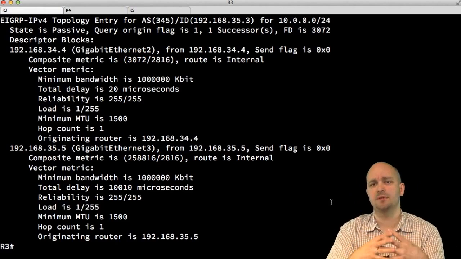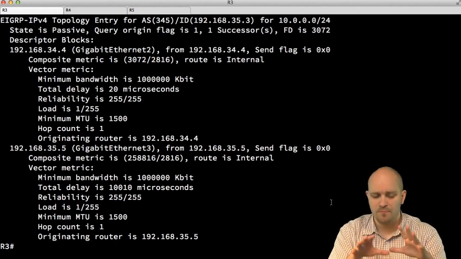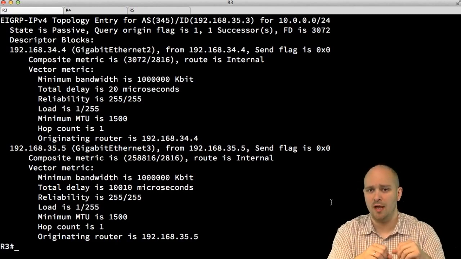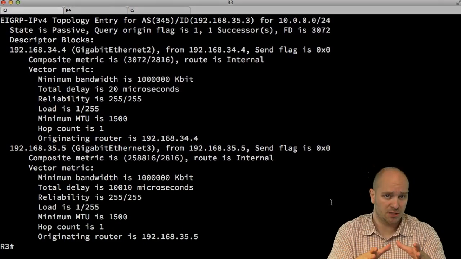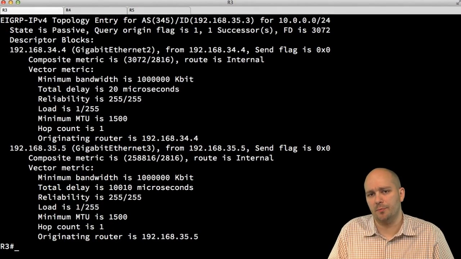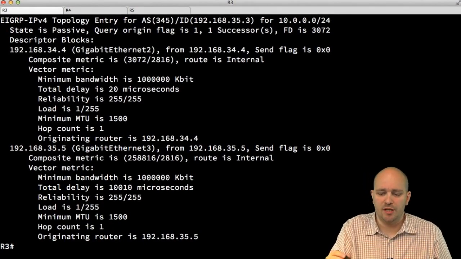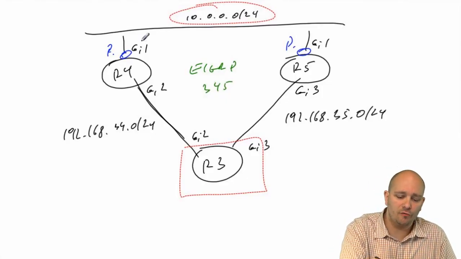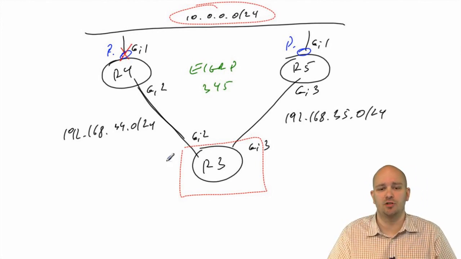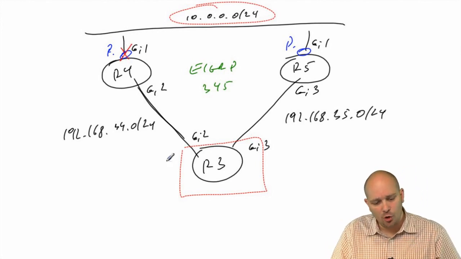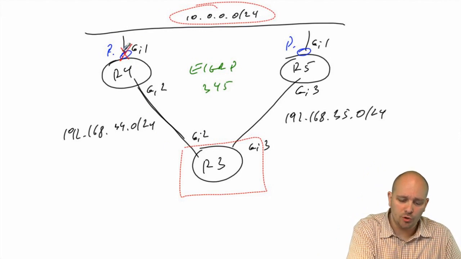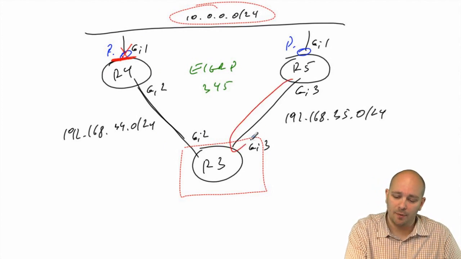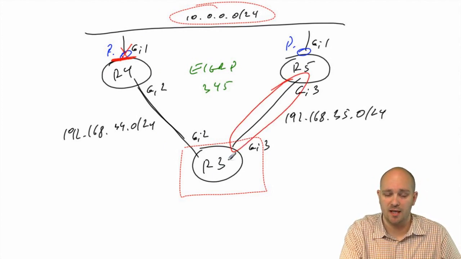So how does a feasible successor actually help us? Well, to do that, I'm going to bring my Wireshark into my analysis. How is Wireshark going to help me determine that? Well, the first thing that I want to do is see what is going to happen if R4 suddenly stopped advertising this interface. So I'm going to go on R4 and shut this interface down. And then I'm going to observe what is going to be happening on the communication between R3 and R5.